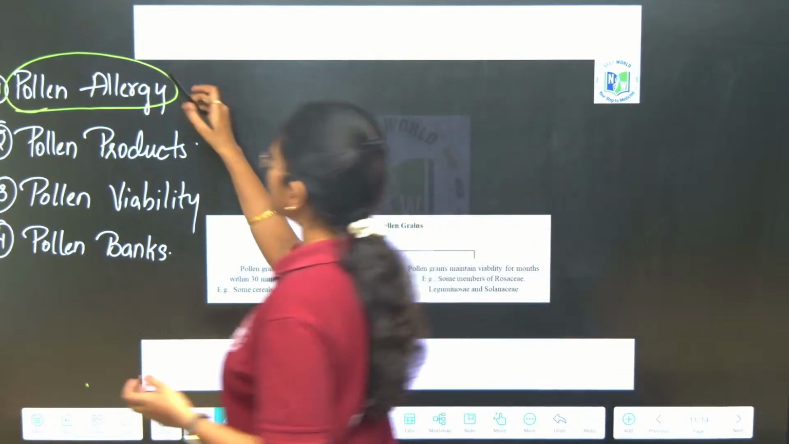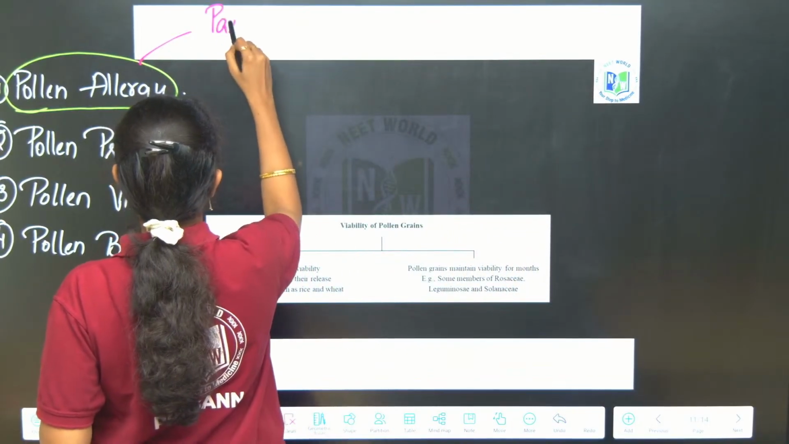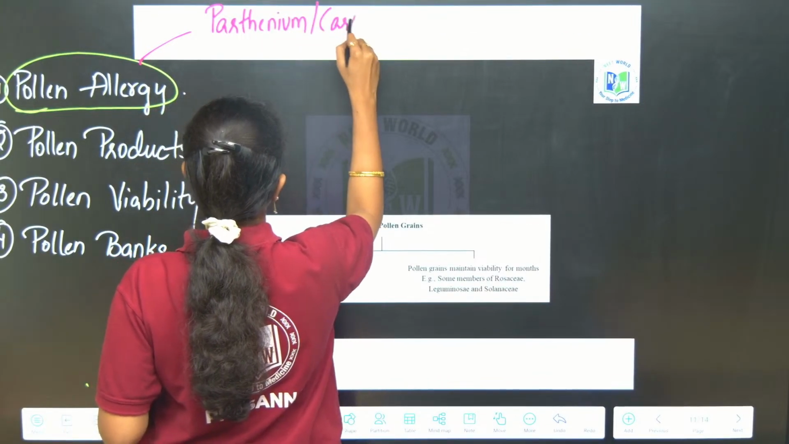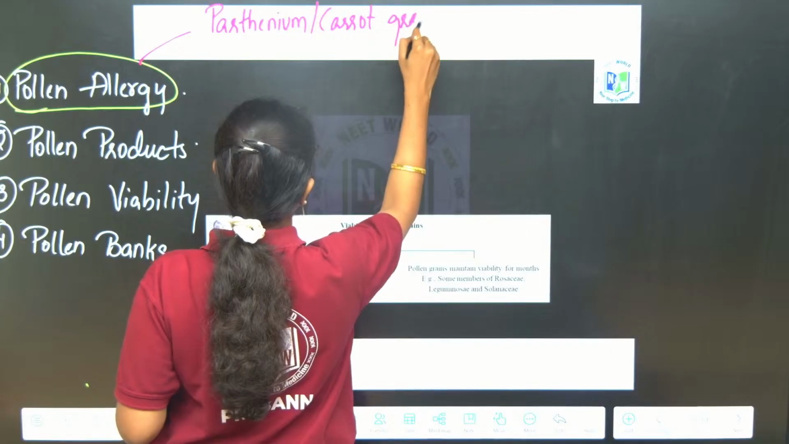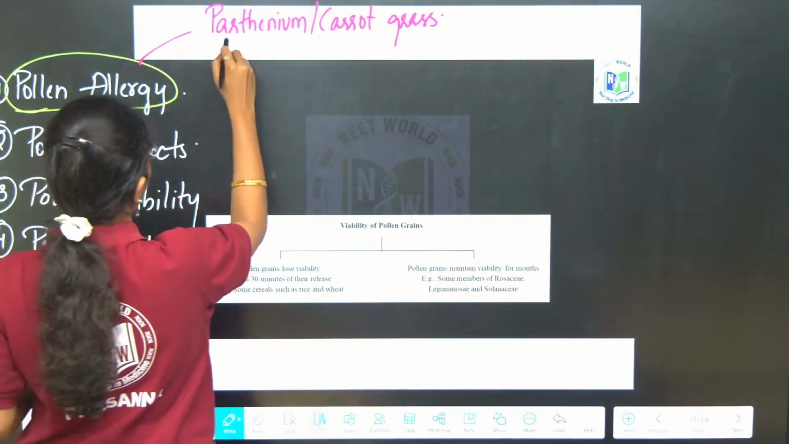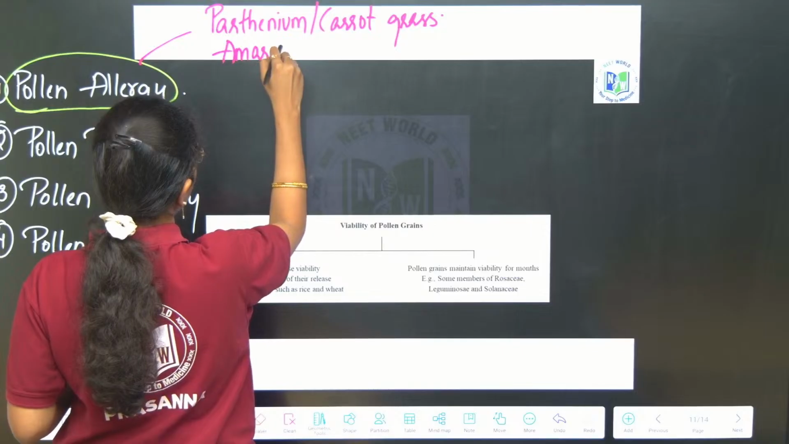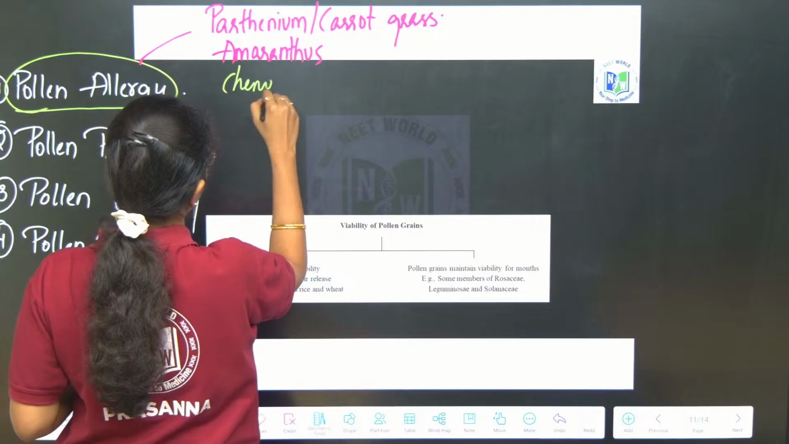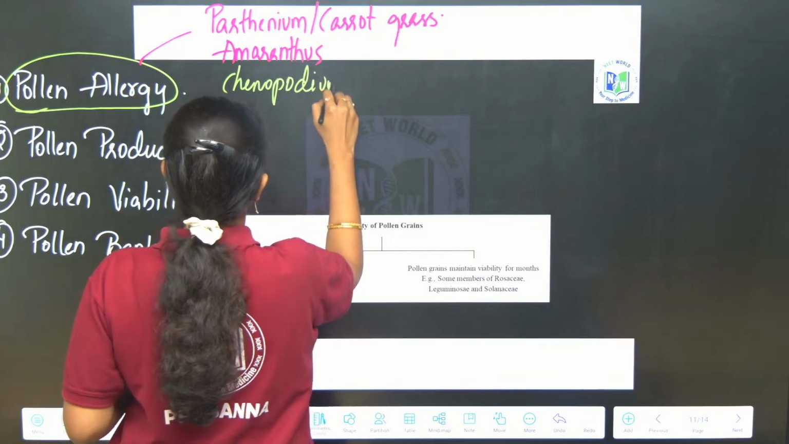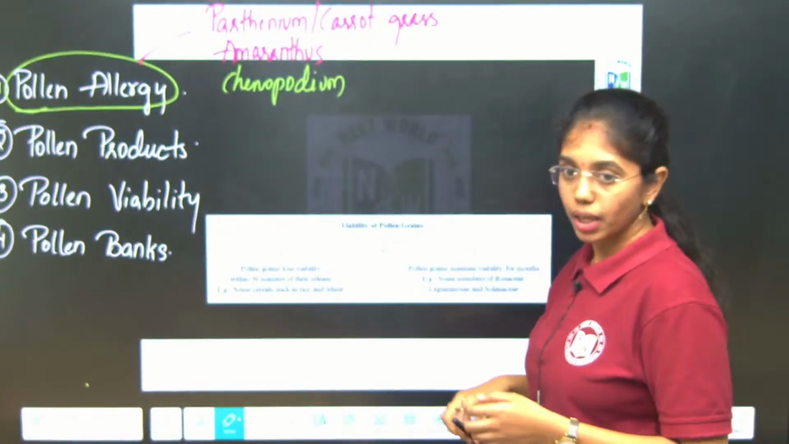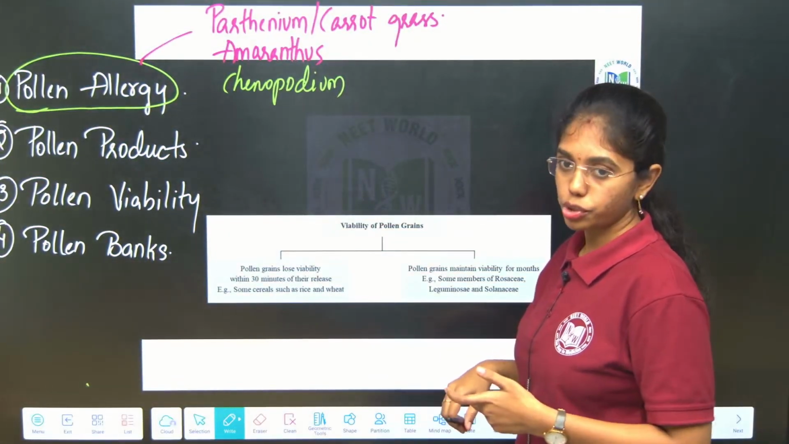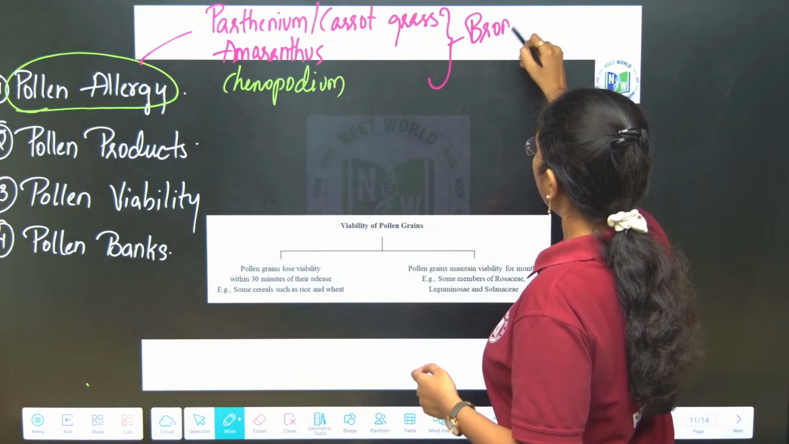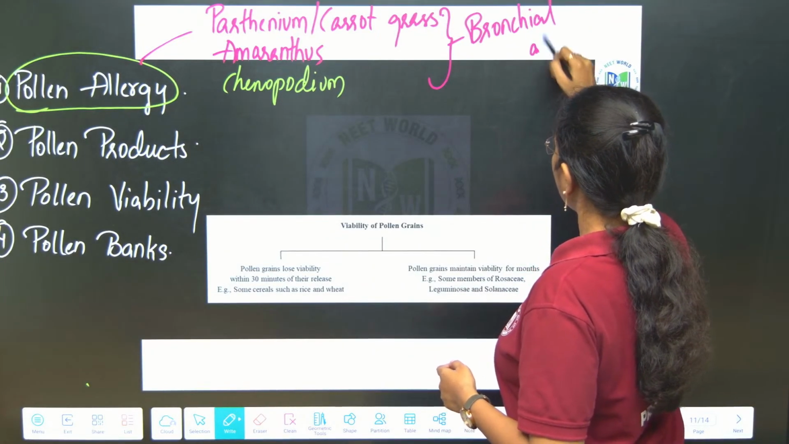That is Parthenium, which is commonly called carrot grass, and Amaranthus and Chenopodium. These plants' pollen grains cause severe bronchial afflictions and allergy.